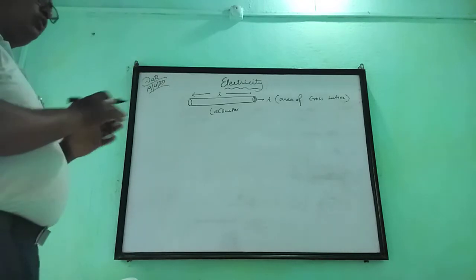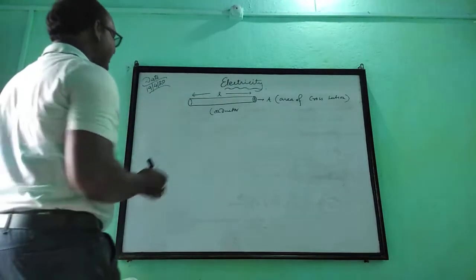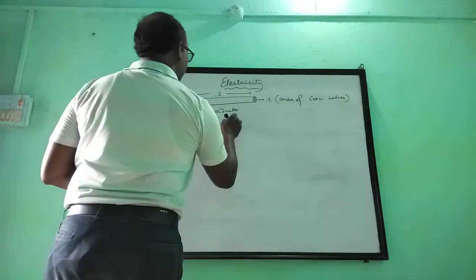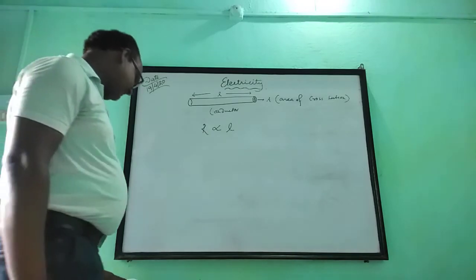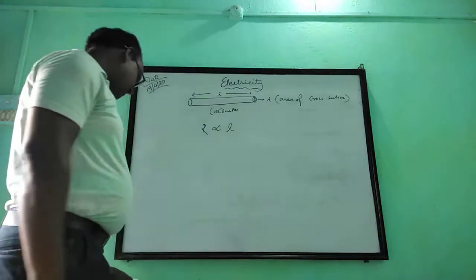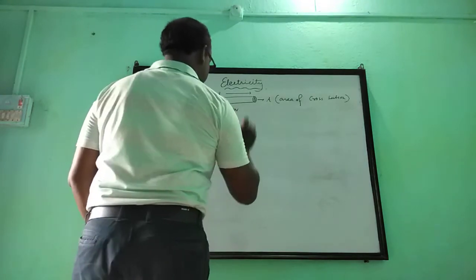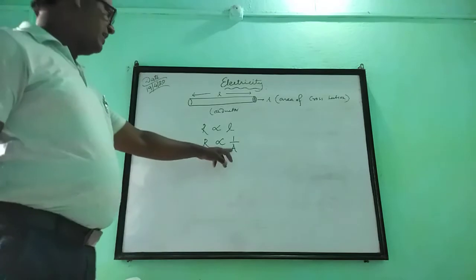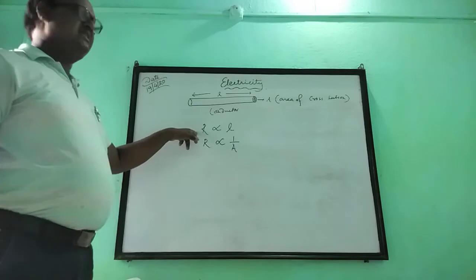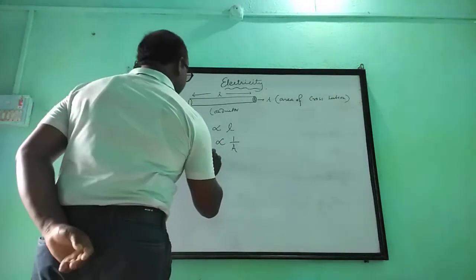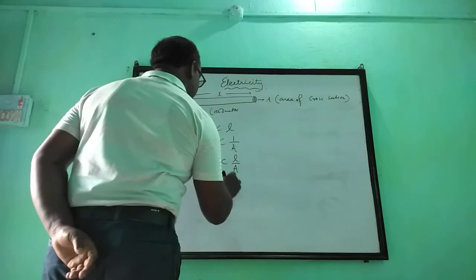And length: if the length is long, the resistance is also big, like R versus L. Resistance is directly proportional to the length of a conductor, and R is inversely proportional to the area of cross section. More the area of cross section, less the resistance. More the length of the conductor, more the resistance. If we write together, then we can write it like this: R equals rho into L by A.